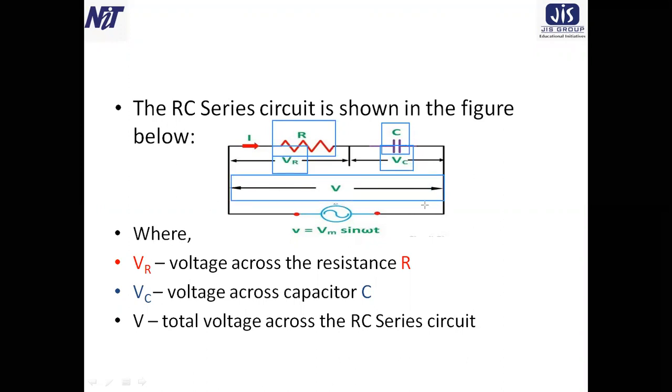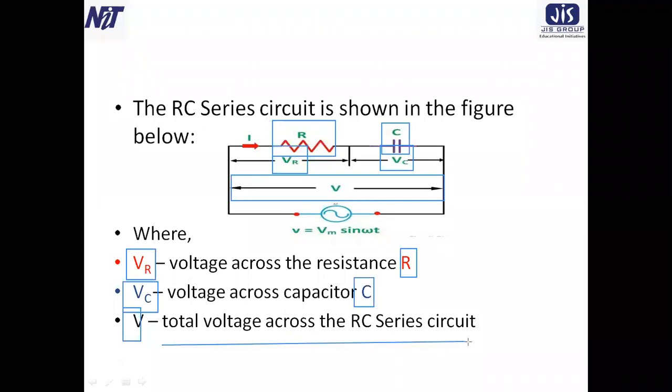And the supply voltage of this circuit is V equals Vm sin omega t. That means an AC supply is there in this circuit. And it is also written here: VR is the voltage across the resistor R, VC is the voltage across the capacitor C, and V is the total voltage across the RC series circuit. So first we have to consider a series RC circuit, and we already considered it, and these are the elements and the meaning of all the parts of this circuit.